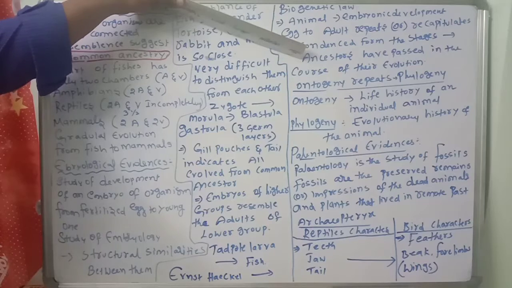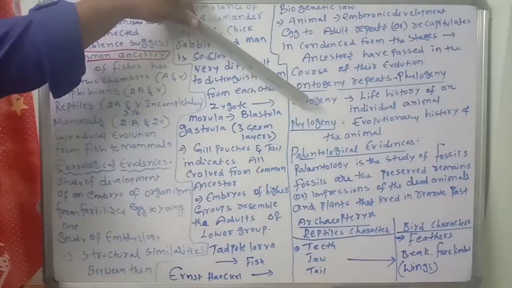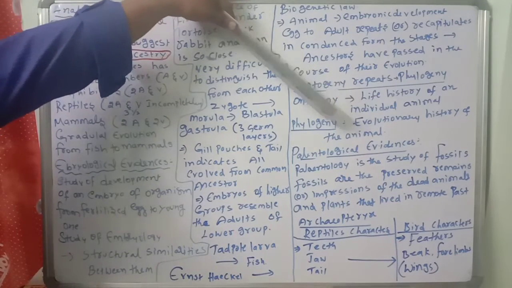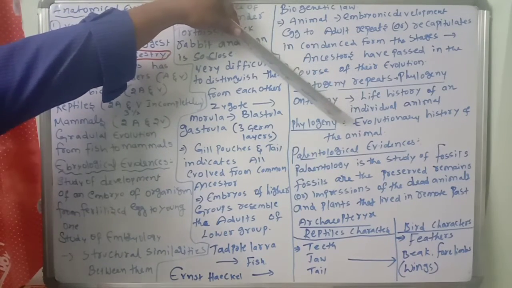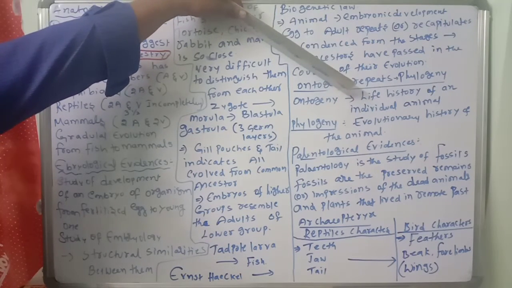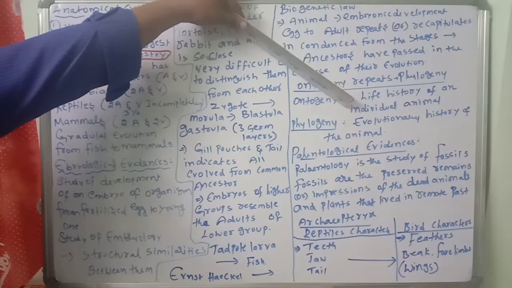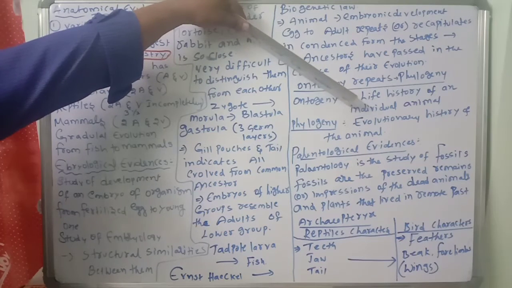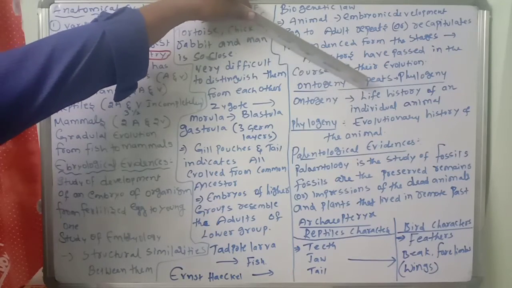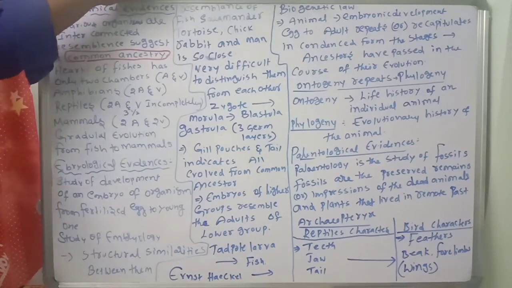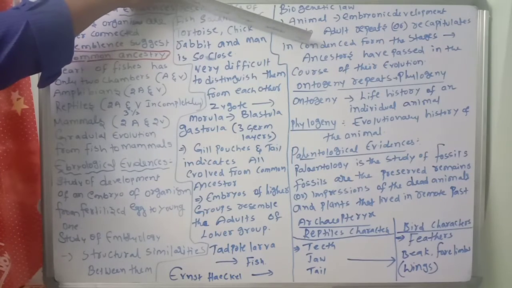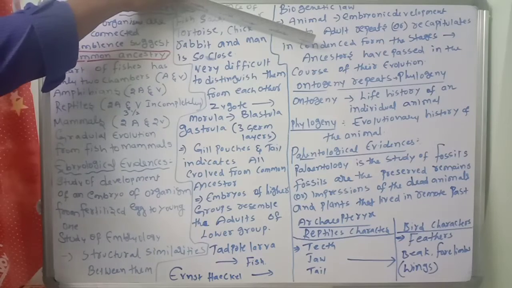So simply we can say ontogeny repeats the phylogeny. What is ontogeny? The life history of an individual animal. Phylogeny is the evolutionary history of the animal. So the life history of an individual animal repeats the evolutionary history of the animals. Animal embryological development to adult repeats, recapitulates in condensed form the stages.